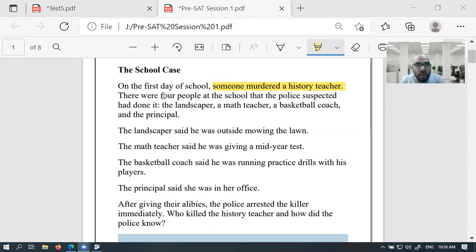So, there were 4 people at the school that the police suspected had done it. The landscaper, the math teacher, a basketball coach, and the principal.